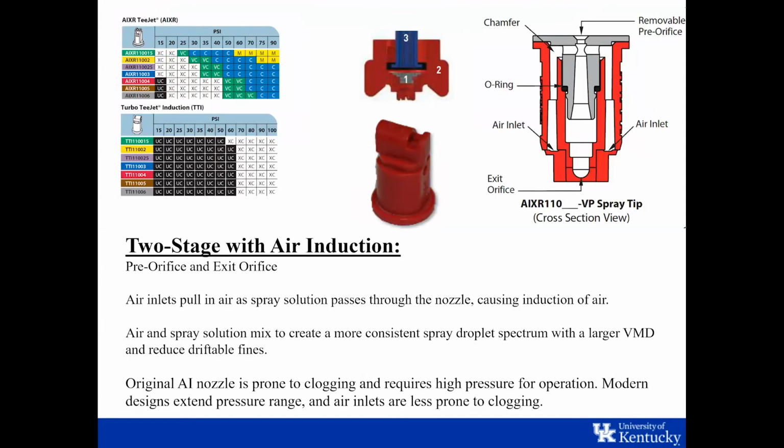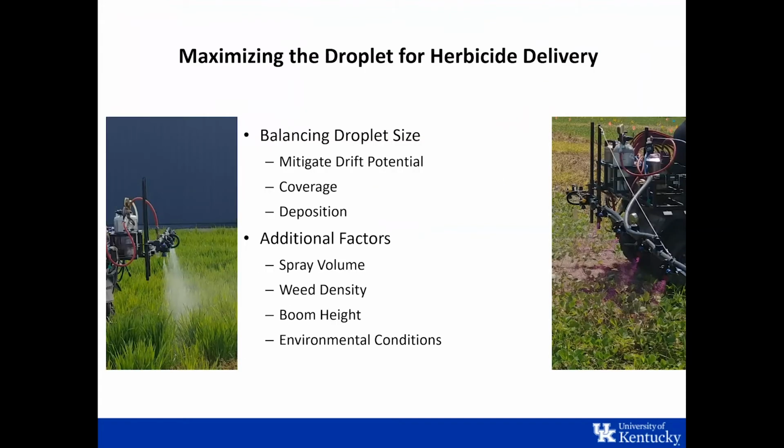So those are just a few things to think about when you're trying to select your nozzle, and kind of guide you towards which nozzle you should go for based on what size of droplet you're ultimately wanting. And when you're trying to decide what size droplet you want, what you have to think about is balancing how much coverage do I want, how much deposition do I want, and how much do I want to mitigate my drift potential, right? You have to think about all of those things at once, and there are some additional factors we can think about on top of that, and we'll talk about all of those.